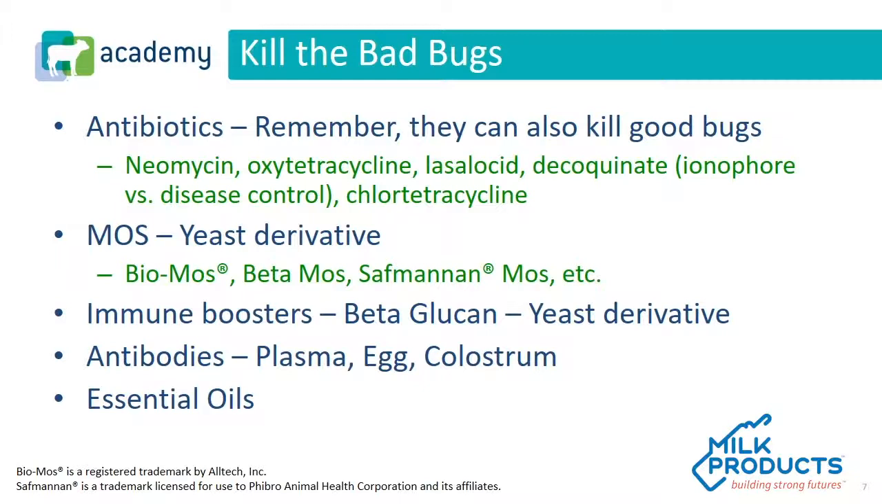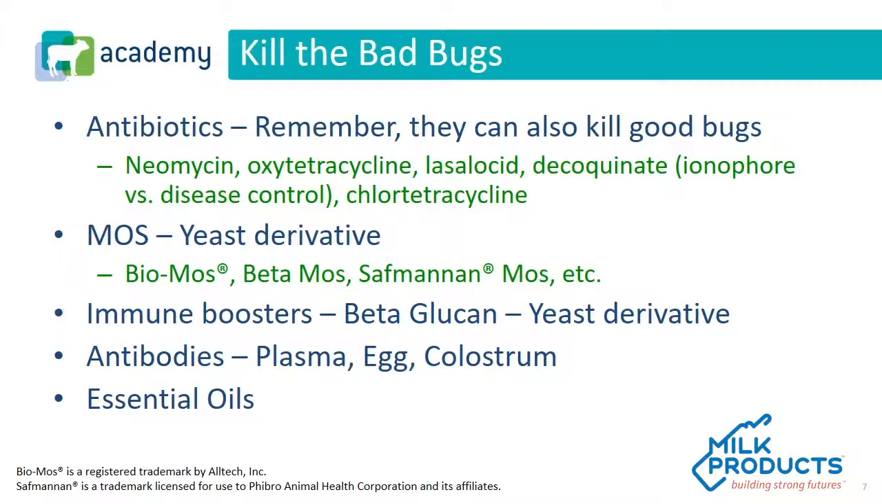When using these, one must consider the two goals. One is an ionophore goal, which is to shift the microflora in the gut to a more productive population of microflora, versus disease control, which is feeding it at a higher level where you actually eliminate pathogens that cause disease. Another example would be chlortetracycline, which is CTC.